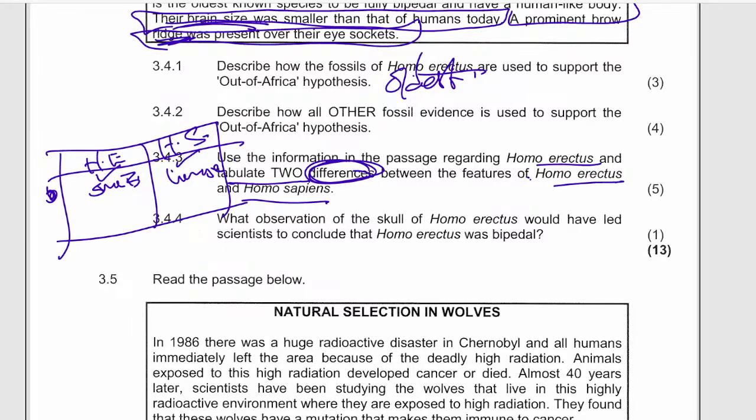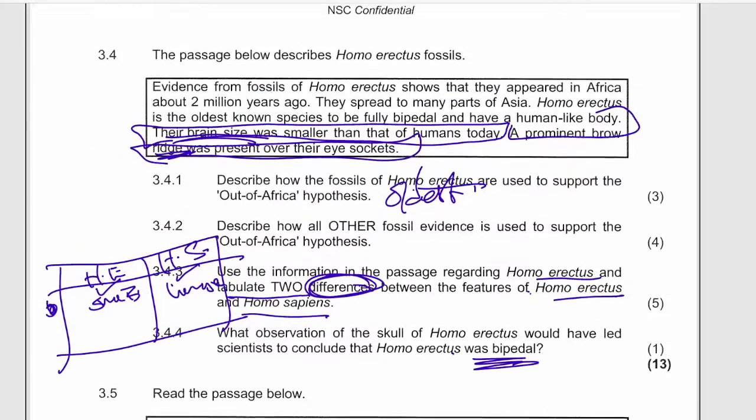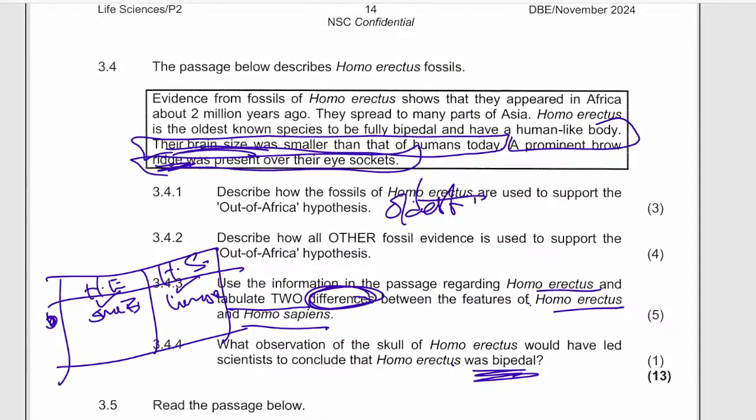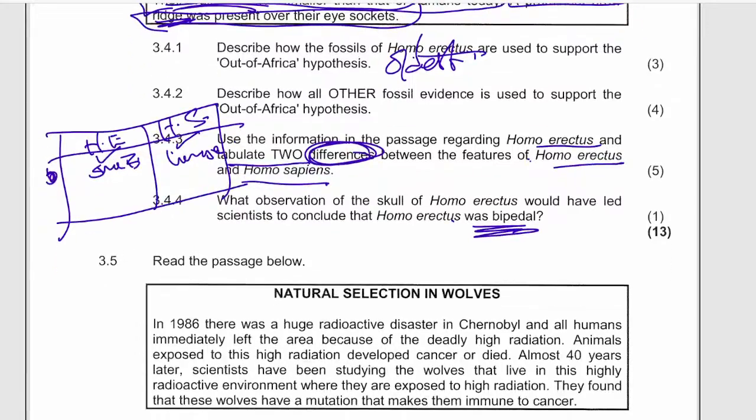What observation of the skull of Homo erectus would have led scientists to conclude that Homo erectus was bipedal? So basically, they're saying over their eye socket. So here bipedal is linked to the skull, meaning that the position of the foramen magnum has moved a little bit forward. You understand? Not as far forward as that of humans, but a little bit forward. So it was in a forward position.